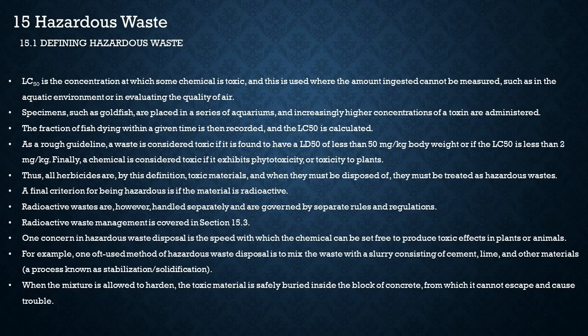As a rough guideline, a waste is considered toxic if it is found to have an LD50 less than 5 mg by weight, or if the LC50 is less than a given threshold. Finally, a chemical is considered toxic if it exhibits phytotoxicity, or toxicity to plants. Thus, all herbicides are, by this definition, toxic materials, and when they must be disposed of, they must be treated as hazardous wastes. A final criterion for being hazardous is if the material is radioactive. Radioactive wastes are, however, handled separately and are governed by separate rules and regulations. Radioactive waste management is covered in Section 15.3.